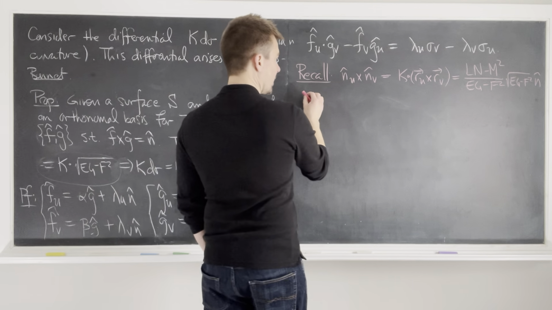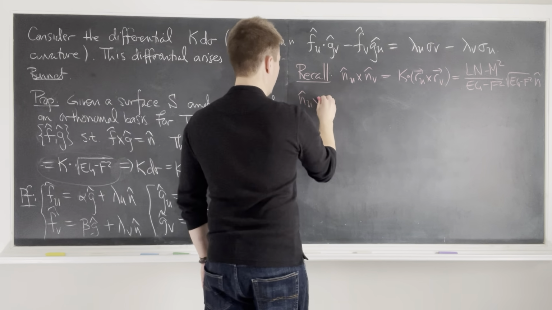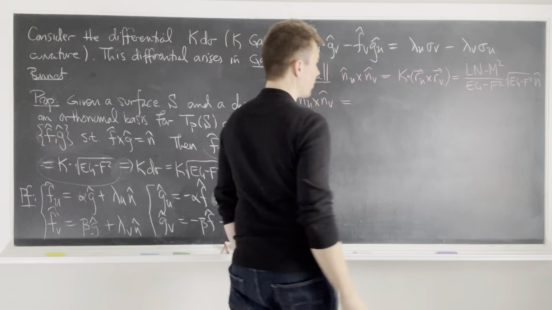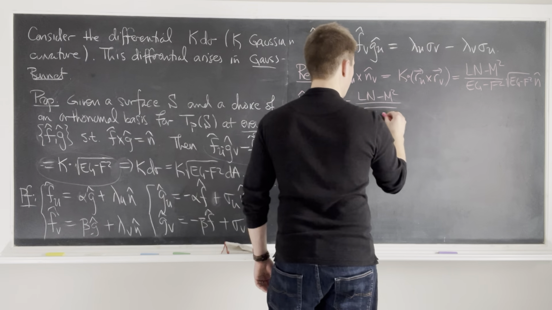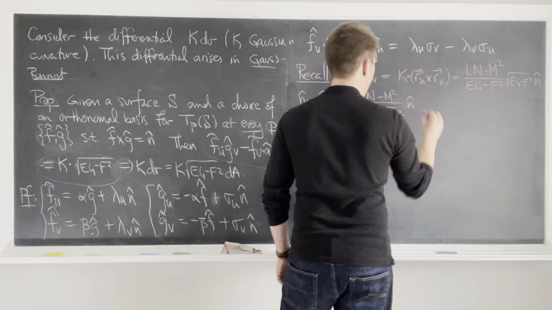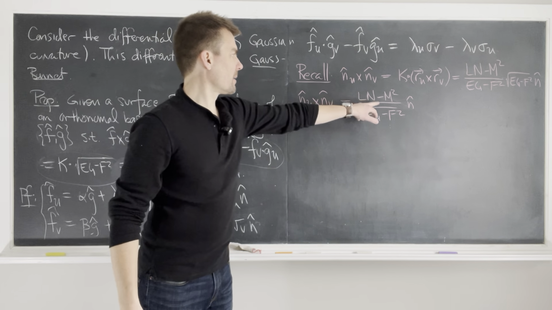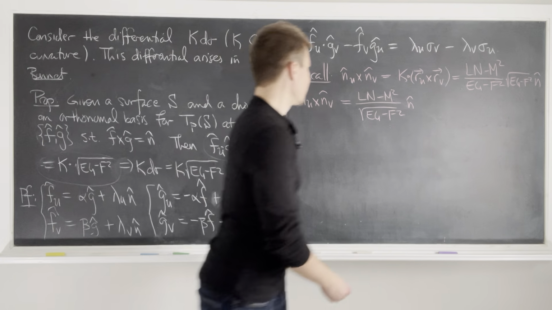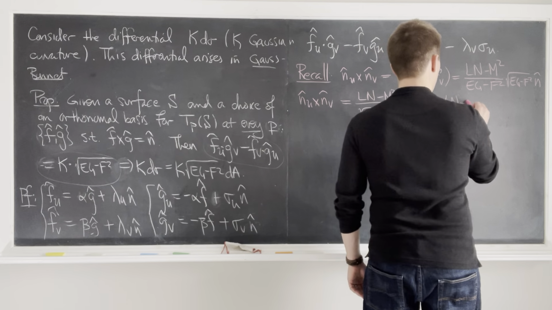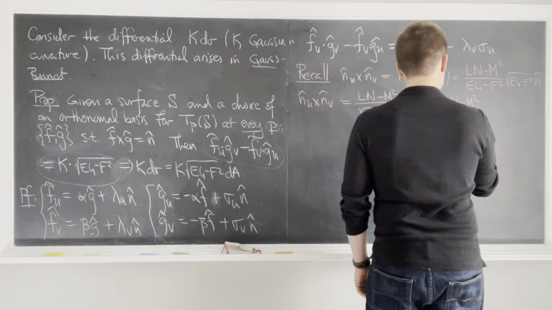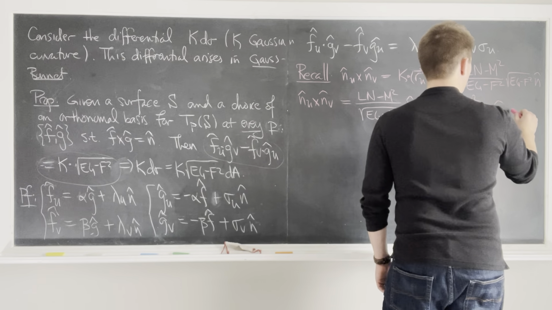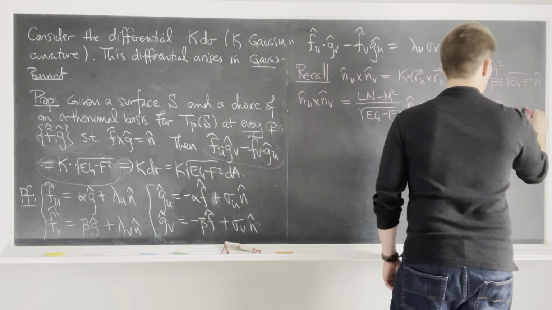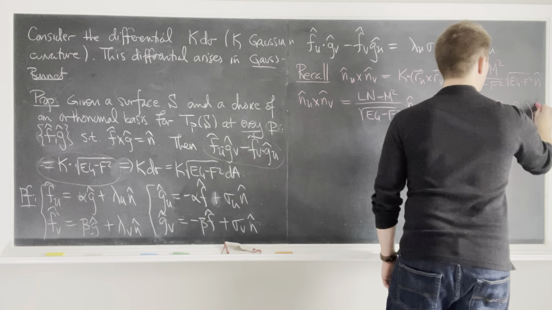So in other words, we just have the following relationship. If I look at nu cross nv, that is equal to ln minus m squared over the square root of eg minus f squared n hat. And so this expression over here, ln minus m squared over eg minus f squared, is exactly what? And so this implies that ln minus m squared over the square root of eg minus f squared is nu cross nv dot product with n hat.